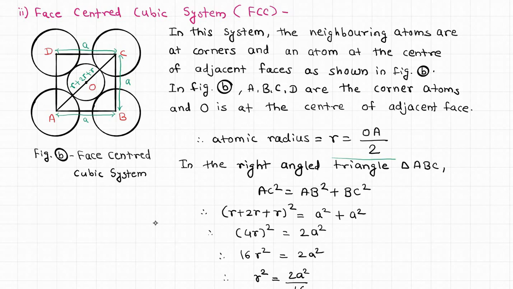Therefore, AC square is equal to AB square plus BC square. AC is R plus twice R plus R, and the whole bracket square. AB is A, the edge of the cube, and BC is also A. Therefore, A square plus A square. So, R plus twice R plus R is 4R, that is 4R square. A square plus A square is twice A square. 4R square means 16R square is equal to twice A square.